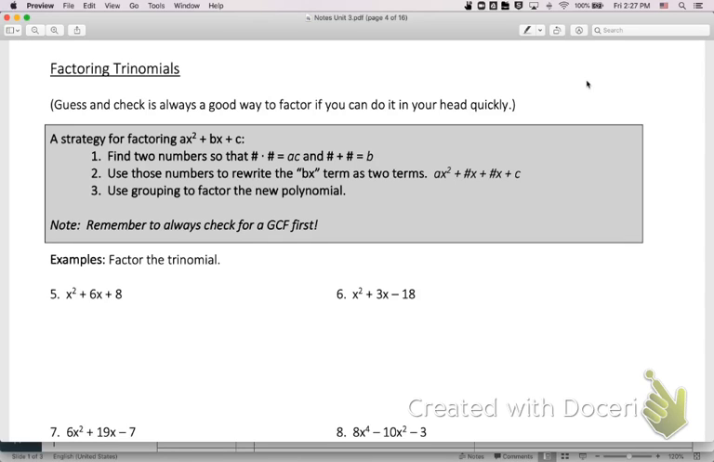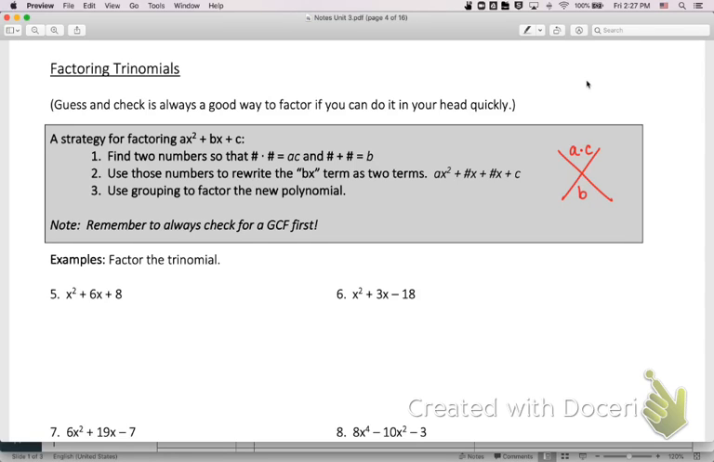Okay. So when we are factoring trinomials, guess and check is always a great way to do it if you can do this in your head quickly. And this is something I'm going to be pushing you this year to think about how you can set this up. So this strategy that's here in the box is probably how you learned to do this in your Algebra 2 classes. Now, everyone sets it up kind of differently. I always set up these X's, and I don't know if you've seen that in your classes before. On the top of the X is always going to be A times C, and on the bottom of the X is always going to be the value of B.